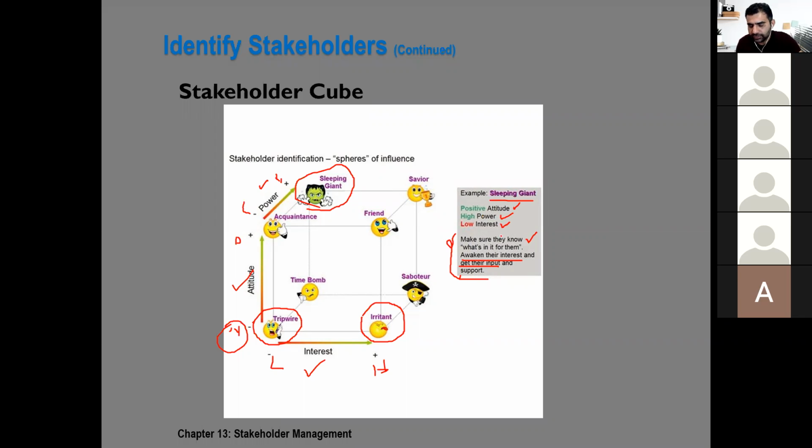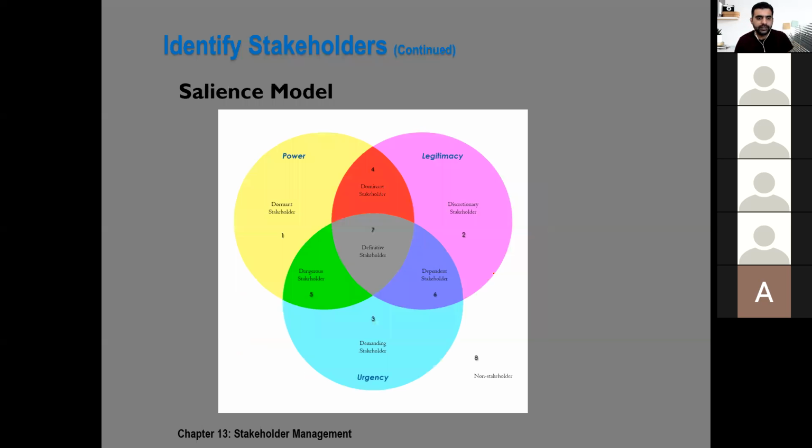So what can you do? You can let them know what is in this project for them, so that their interest level should increase and they may help you out. And then our next model, that is called salience model, and it is based on 3 factors: power, legitimacy, and the urgency.